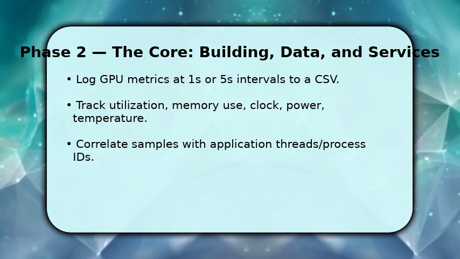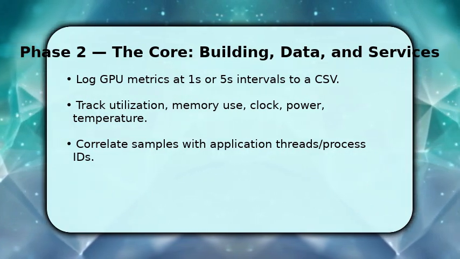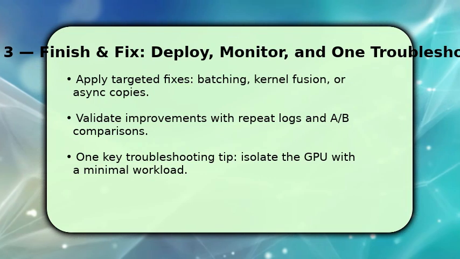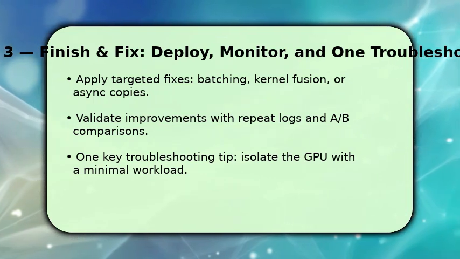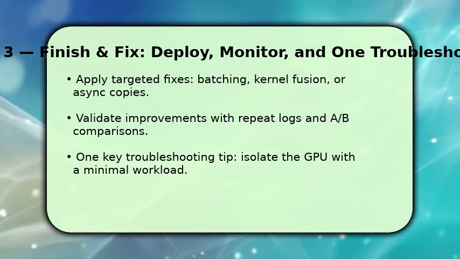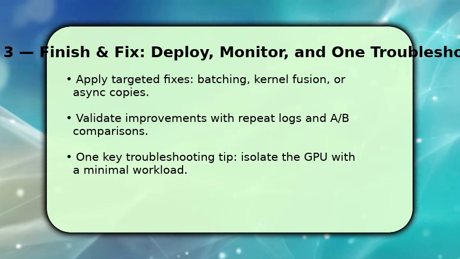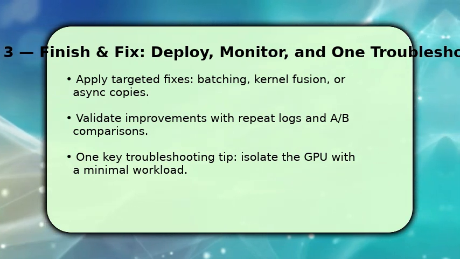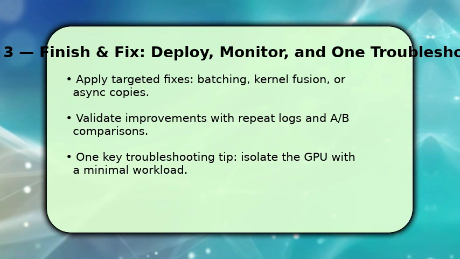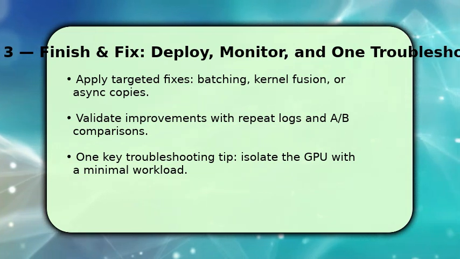Finally, implement focused optimizations. Increase batch size, fuse kernels, use pinned memory and asynchronous copies, or adjust affinity so the CPU feeds the GPU efficiently. Run the same logging routine again to compare before and after. A/B testing proves impact.